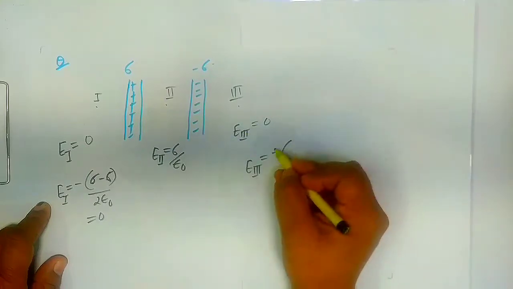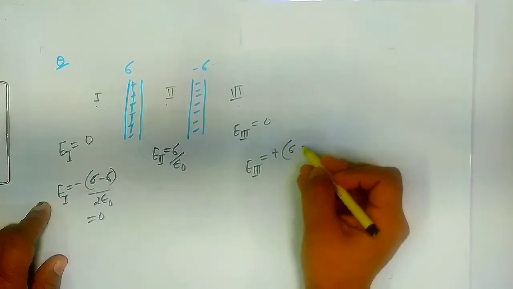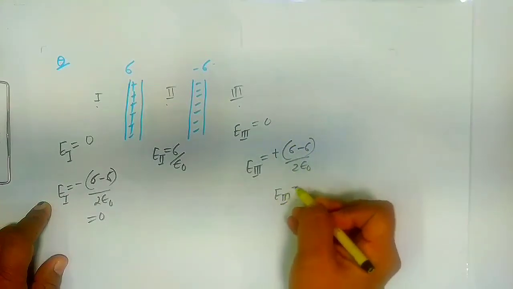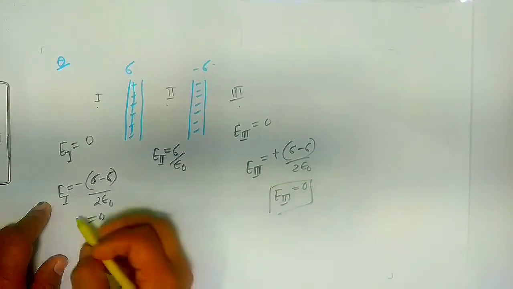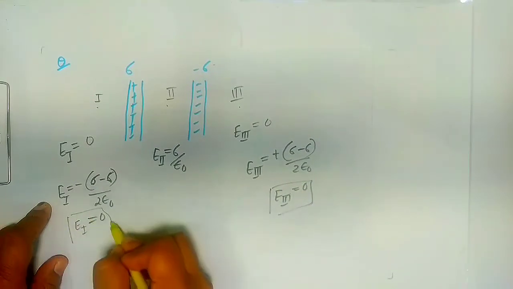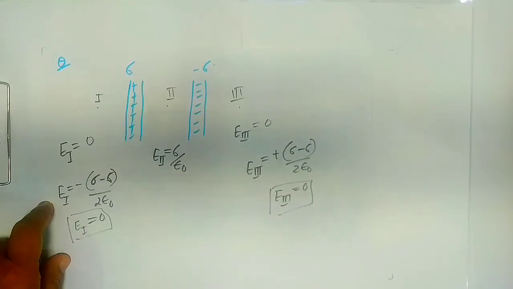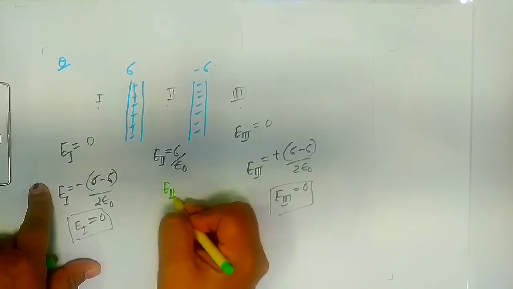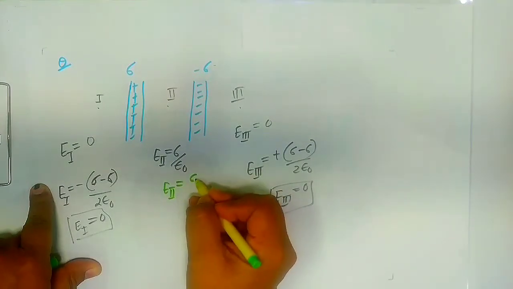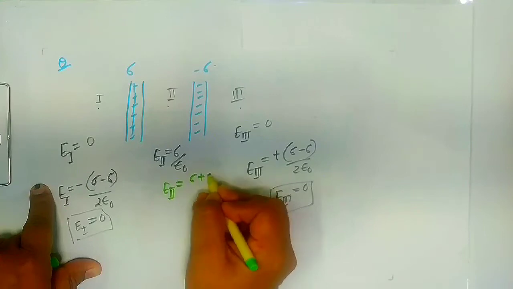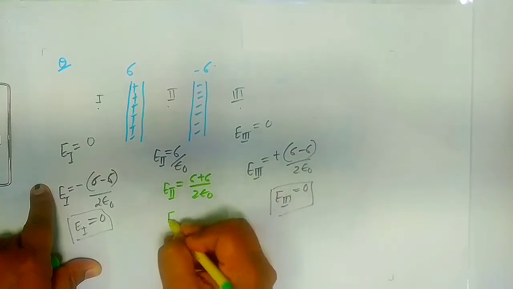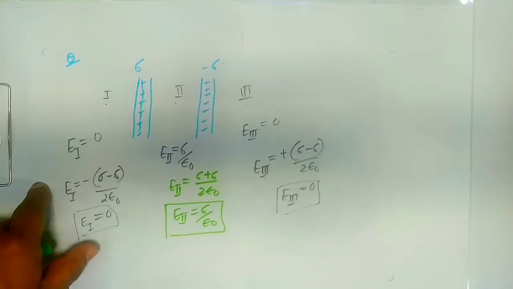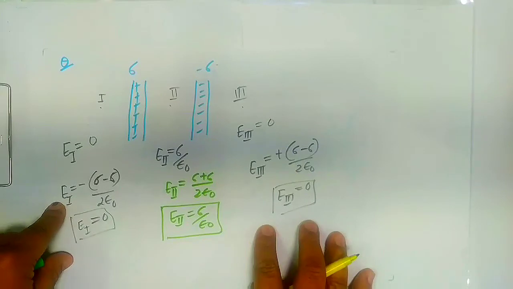And in E3, what will it be? It is plus sigma 1, sigma, and sigma 2 is again minus sigma, by 2 epsilon naught. So E third will be again 0. So here E first is 0, E third is 0. But when we talk about E2, E2 is very important. E2 is sigma 1 minus sigma 2, so sigma minus minus sigma, plus sigma by 2 epsilon naught. So solve it out. It becomes sigma by epsilon naught. So this is the case for when the charge densities are equal and opposite.